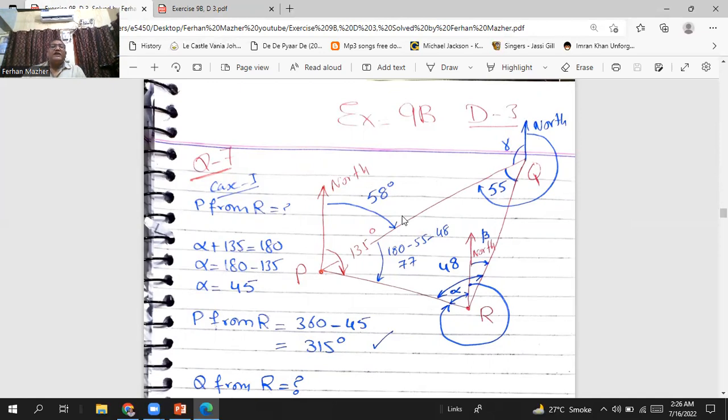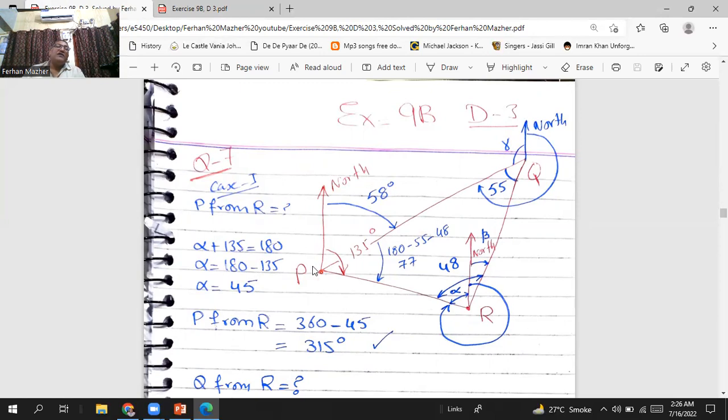Their first question on case one is what is the bearing of the P from the R? So I will draw a north here. So this angle alpha, first of all, we find that: alpha plus 135 equals 180. They are allied angles to each other. So alpha will be equal to 180 minus 135, and that will be 45.